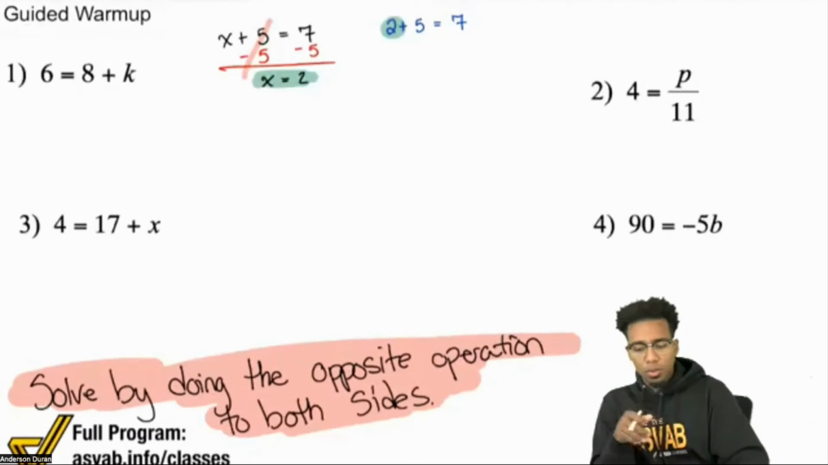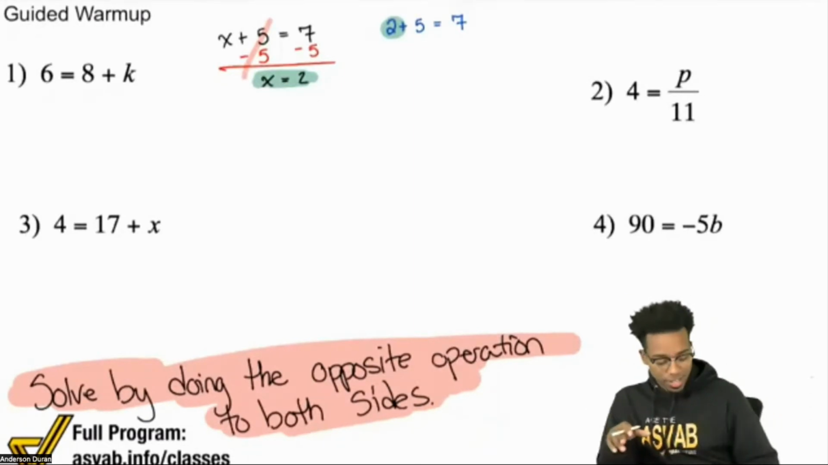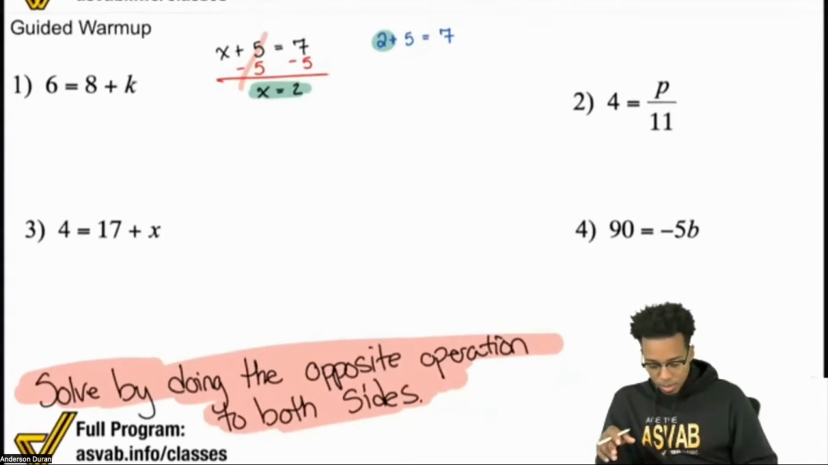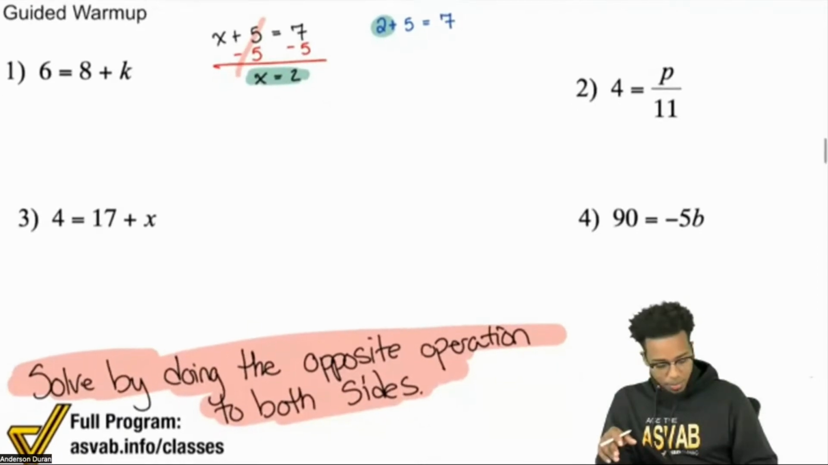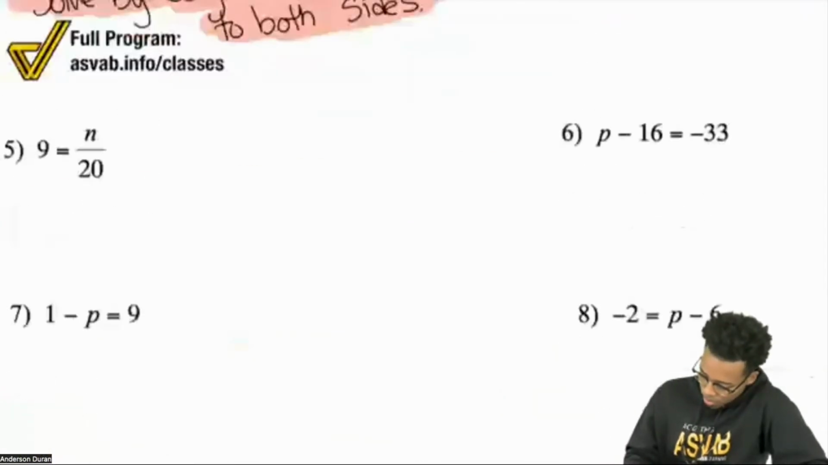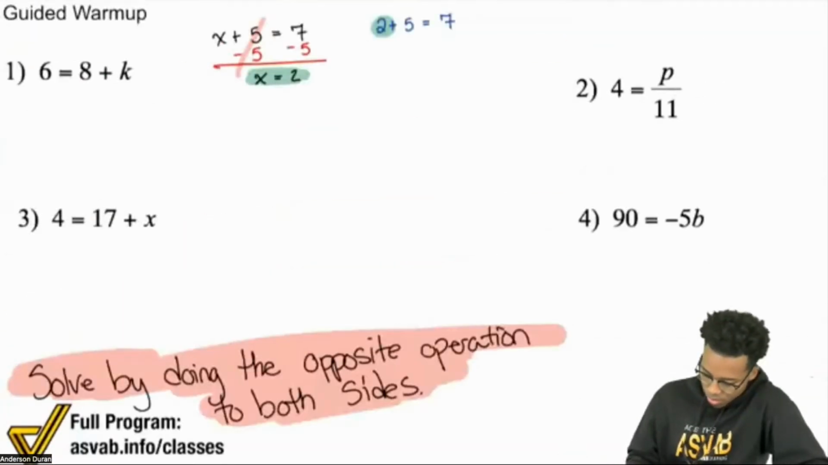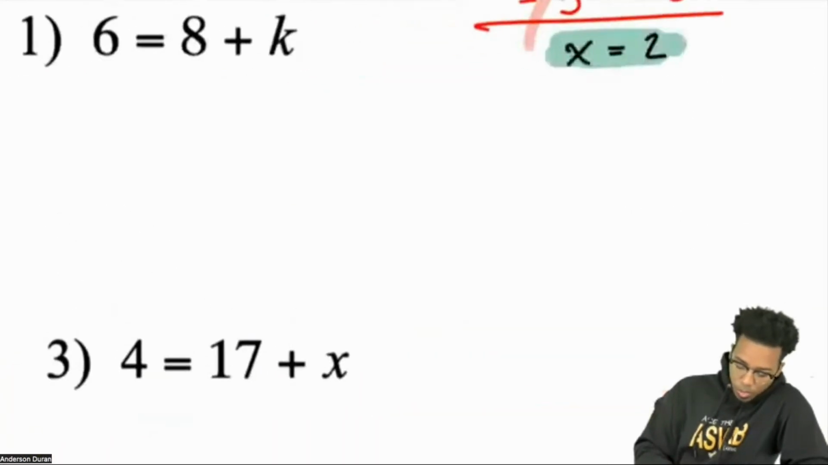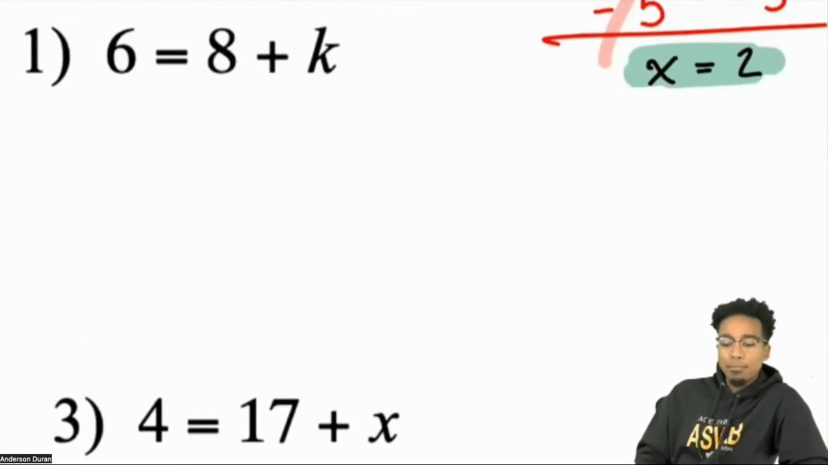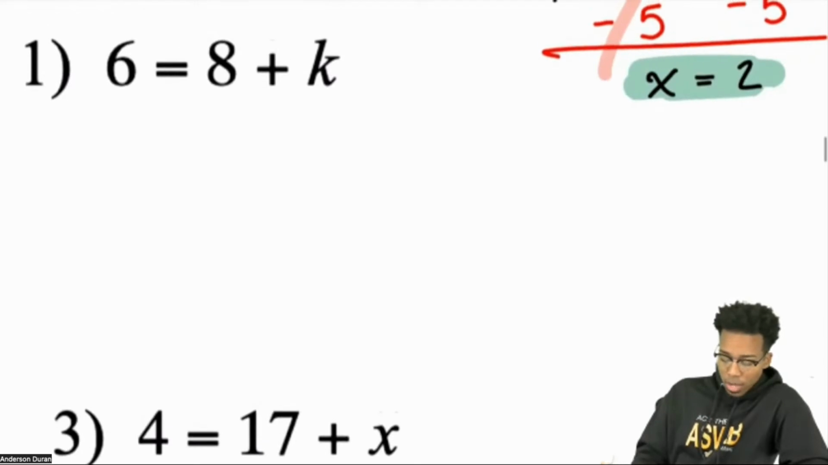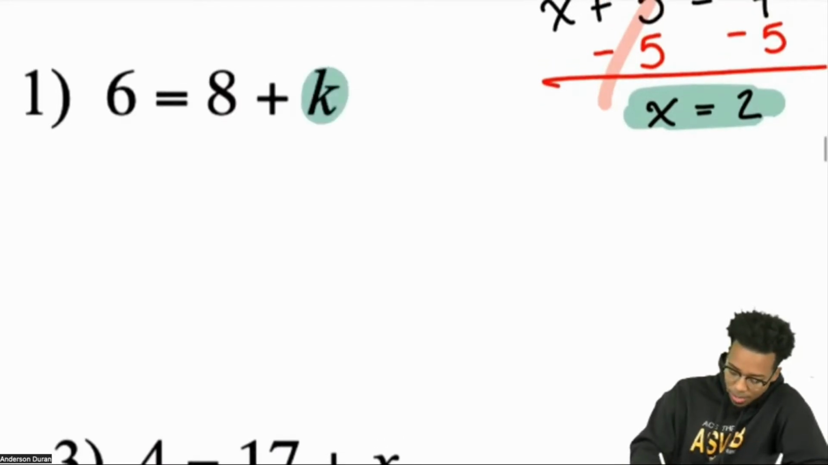All right, so let's go ahead and give it a shot here, my party people. Let's go. All right, perfect. So here we go. Number 1, we have 6 equals 8 plus k. We're looking at this and we're saying, okay, what's the goal? We're trying to get k by itself.